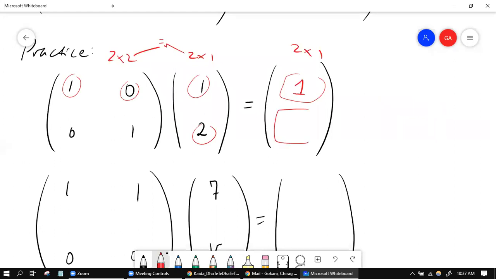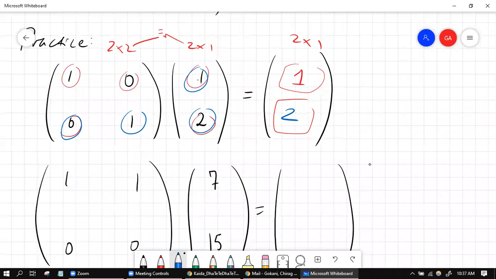And now for the second element, you just do the bottom with the same operation. So 0 times 1, and I'll use a different color. 0 times 1 plus 1 times 2. What's 0 times 1? 0. 1 times 2 is 2. Yay, 2. Make sense? Yes.